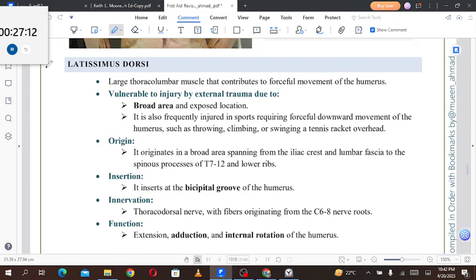Then we'll talk about latissimus dorsi. So latissimus dorsi, the large thoracolumbar muscle that contributes to the forceful movement of the humerus, is vulnerable to injury by external trauma due to its broad area and exposed location. It is also frequently injured in sports requiring the forceful downward movement of the humerus, such as throwing, climbing, or swinging a tennis racket overhead.